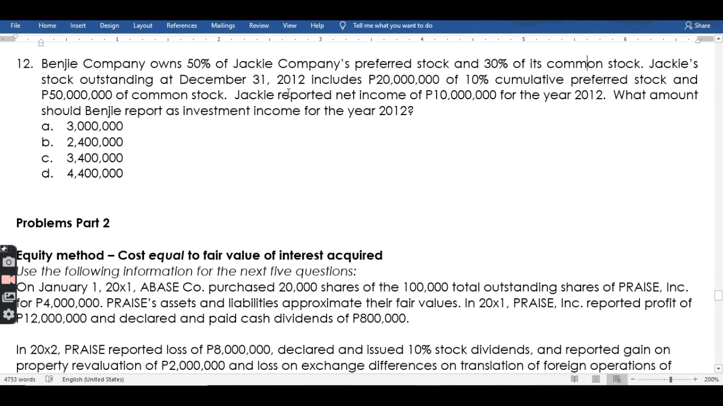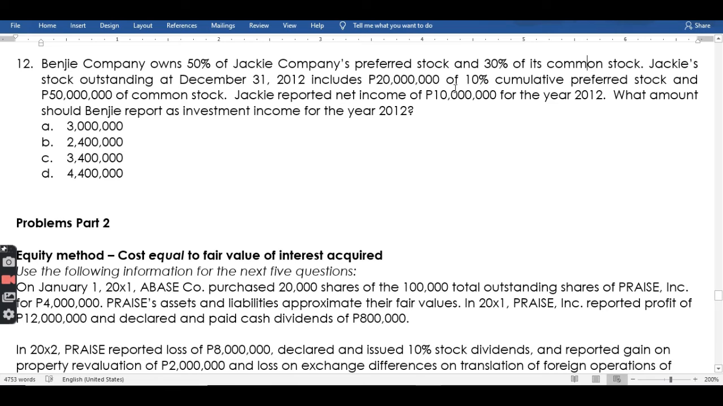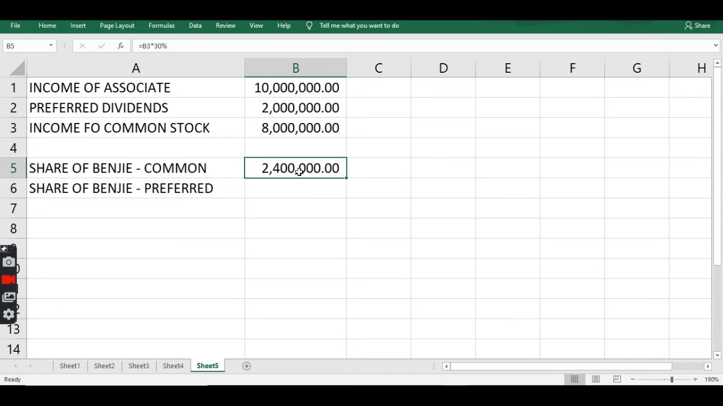May declaration ba ng dividends? Wala. So, yun ang problema. Walang binigay. Kasi ito, binawas lang natin because it is cumulative. Pero walang sinabi na nag-declare ng dividend. So, ibig sabihin, ito lang i-recognize natin.